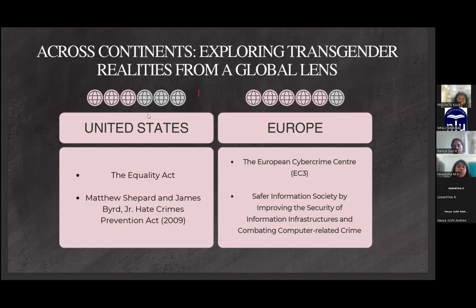In accordance with the 2018 research, Italy and Sweden have a greater perception rate of cyberbullying globally. With regard to the US, there are two statutes which deal with cyber disputes and cyber crimes, especially with regard to marginalized communities. One is the Matthew Shepard and James Byrd Jr. Hate Crimes Prevention Act 2009, and the other one is the Equality Act. But this act is still in parliament, and it has not been passed yet. If this act comes into place, it will be a major change for the entire LGBTQ community in the USA.